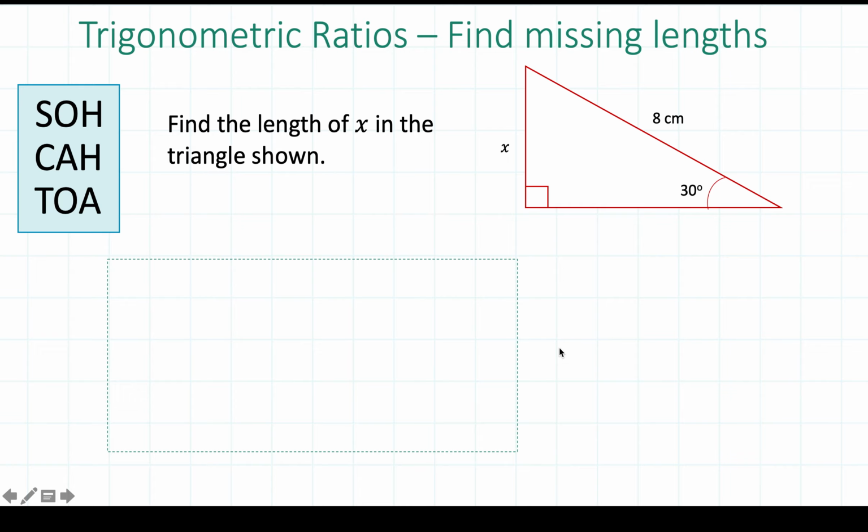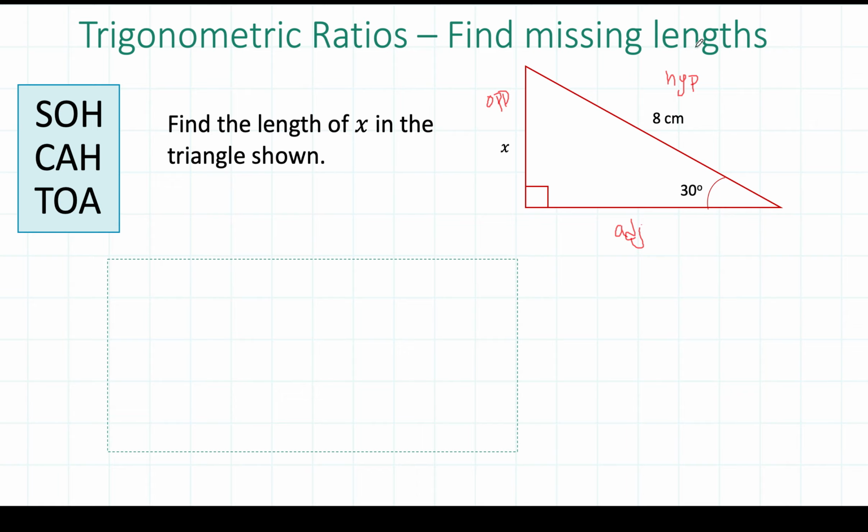So examples, if we look at an example about finding the missing length. What I would recommend is always writing the SOH-CAH-TOA on the side so you know which one you want to use. This question requires us to find the length x. Again, first label your triangle. So we have the hypotenuse here, we have the opposite here, and we have the adjacent.